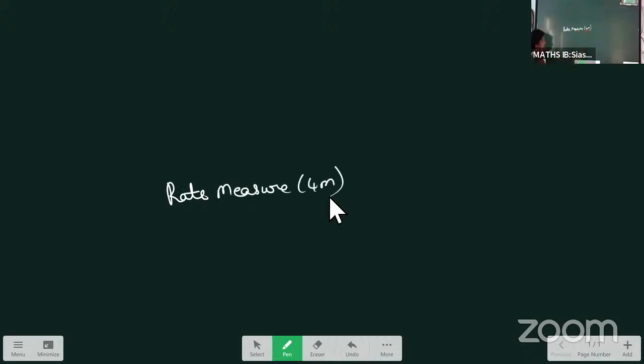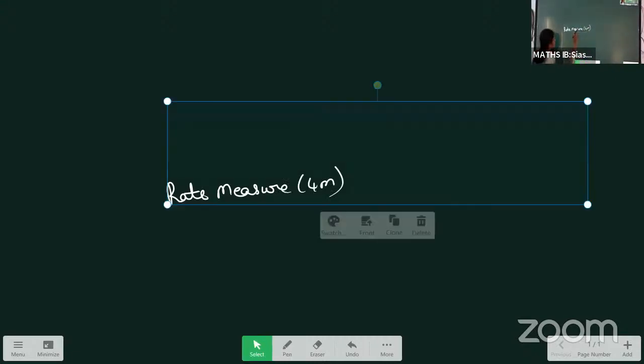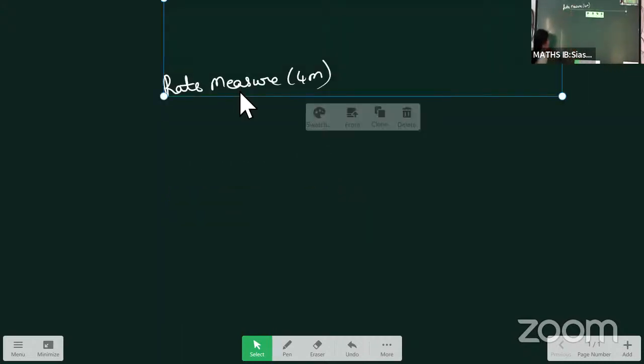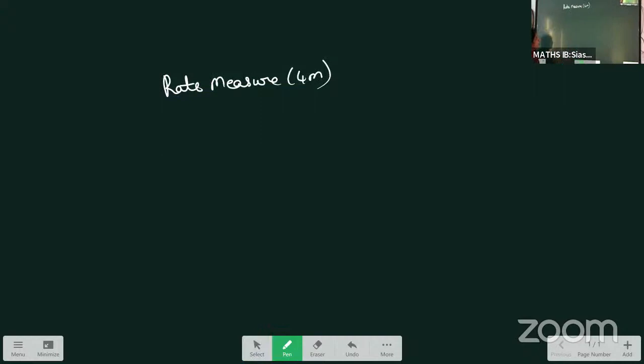Four-mark question, rate measure. Now, the question is a simple question. Mostly theoretical questions will be there. If you understand the content, what is given, based on that, you can solve the solution easily. So the question is the distance time formula.